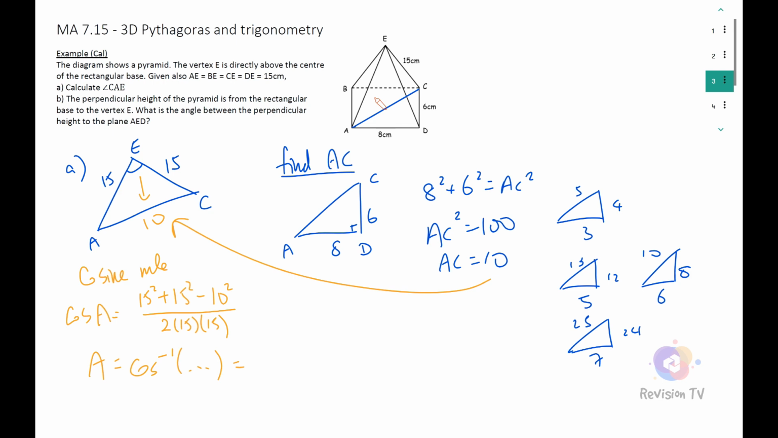You'll get the angle equals 38.94 degrees. So I told you it's not a right angle, even though it looks like a right angle, it's not a right angle.